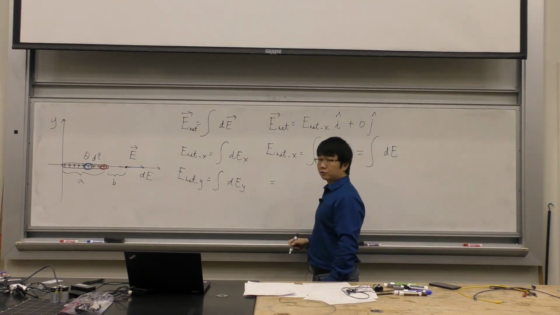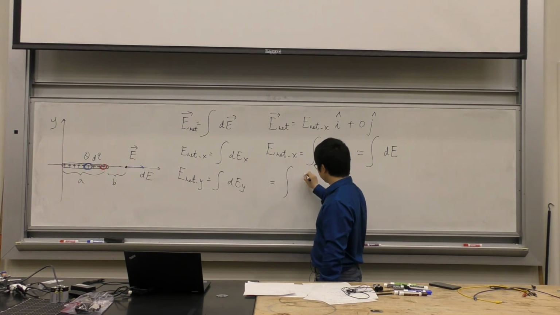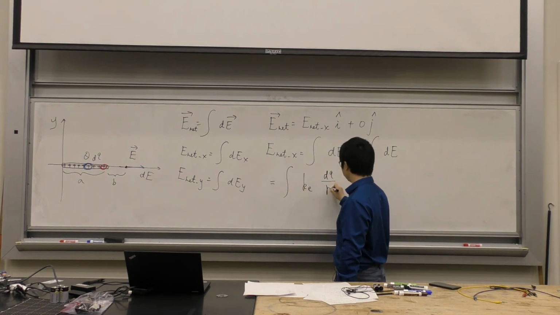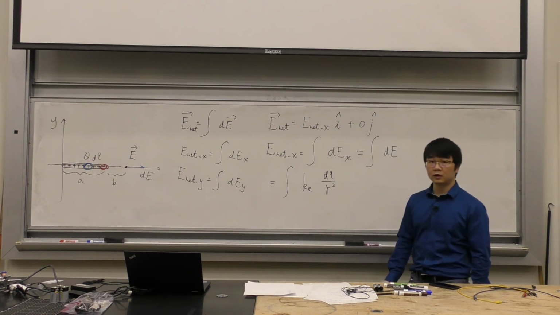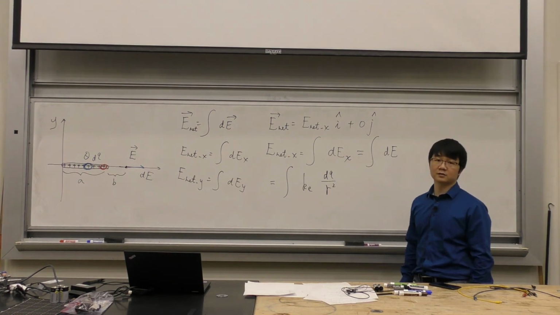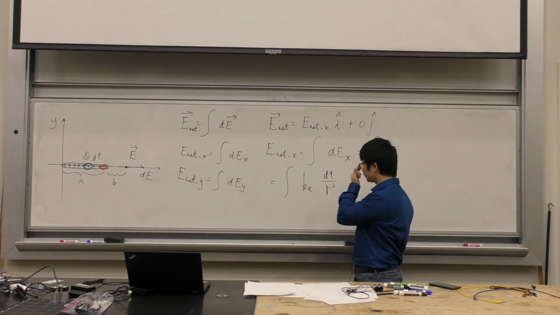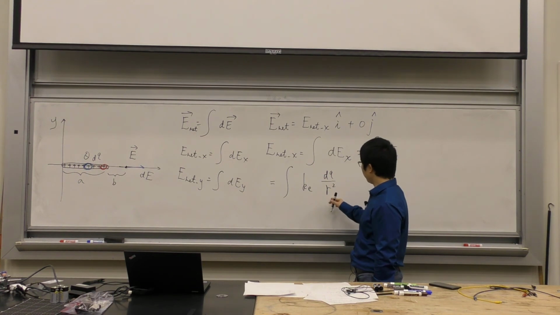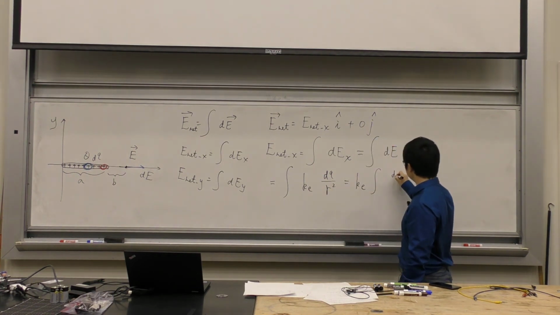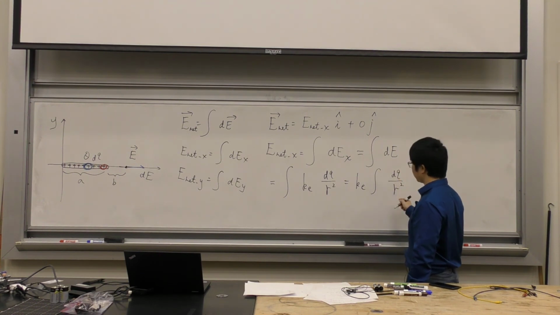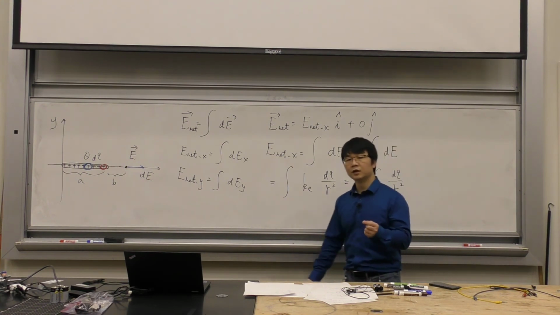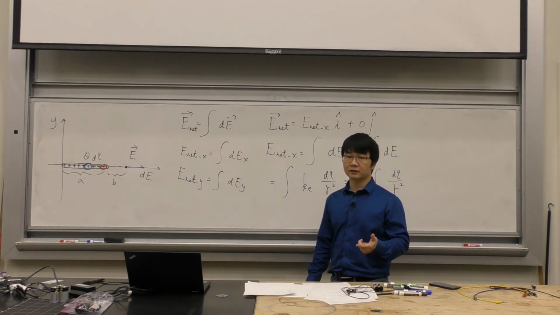Now, how do I find the expression for dE? Well, again, ke dq over r squared. That's the theory for any point charge, right? An infinitesimally small charge, of course, you can treat it as a single point charge. Now ke, you can take it out. Now you have dq over r squared. Remember the definition of this r is from the dq you pick to the point where you want to calculate the electric field, right?